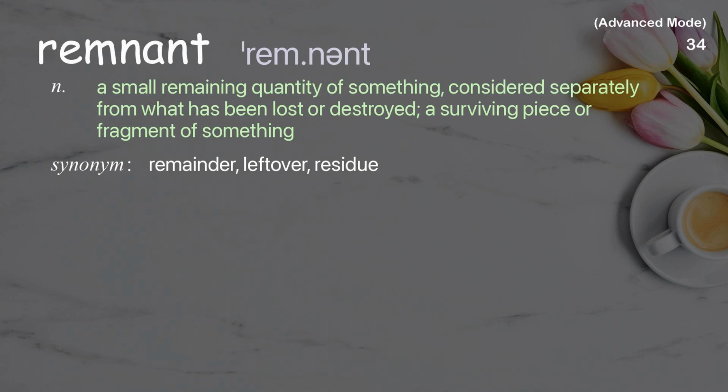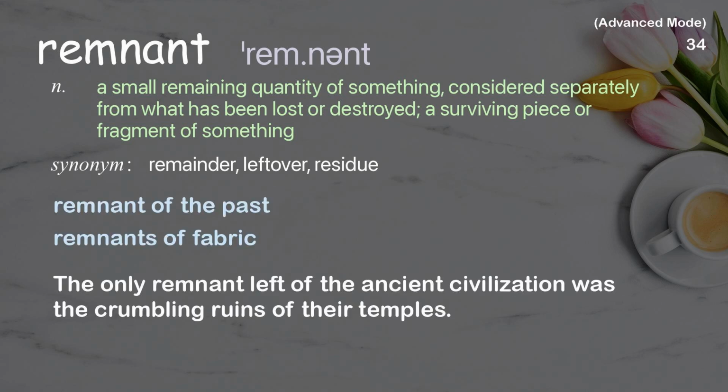Remnant. A small remaining quantity of something, considered separately from what has been lost or destroyed; a surviving piece or fragment of something. Examples: Remnant of the past. Remnants of fabric. The only remnant left of the ancient civilization was the crumbling ruins of their temples.